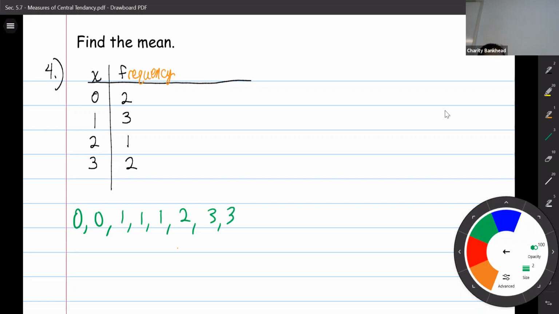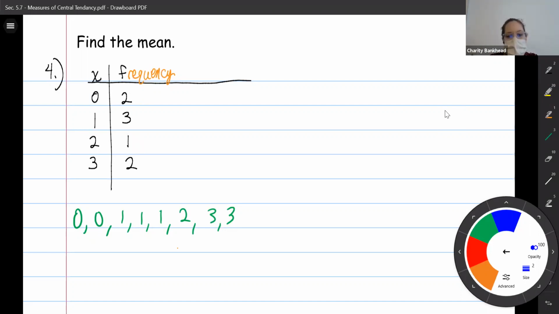So that data set was relatively quick and easy to write out, but the frequency table can really come in handy whenever your frequencies are really high. Like, what if I was to throw in a 0 on each of these? Then it wouldn't be so quick and easy to write out, because I'd have to write out 0 20 times, and I'd have to write 1 30 times, and that wouldn't be very practical.